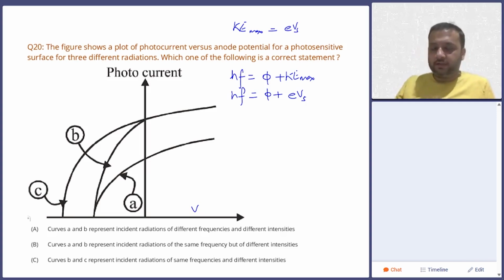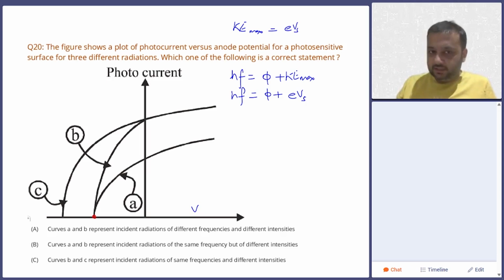Now if you look at graphs A and B, the stopping potential Vs is the same, and phi is anyway the same because we are using the same surface. That means f becomes the same, because if Vs is the same and phi is the same, the frequency is the same. So we can say that for radiations A and B, the frequency of the radiations must have been the same.